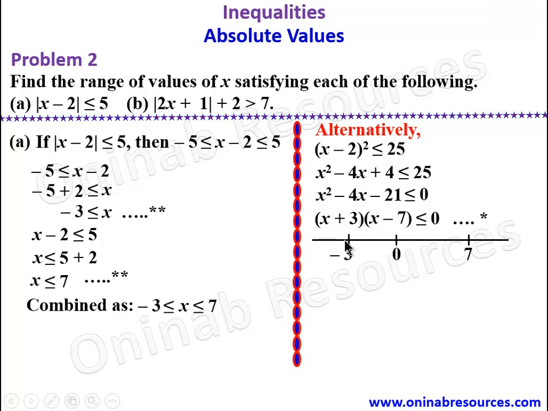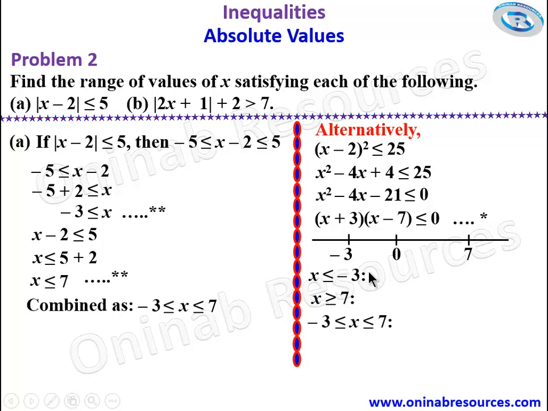So we have three ranges of values of x. The first one being x less than or equal to negative 3. This is to the left. The second one being x greater than or equal to 7. That is 7 to the right. And the closed interval here, which is negative 3 less than or equal to x less than or equal to 7. Then we pick the first range of values, which is x less than or equal to negative 3.